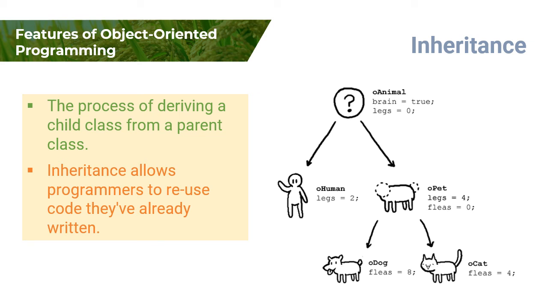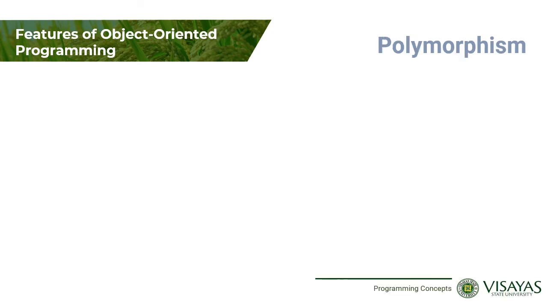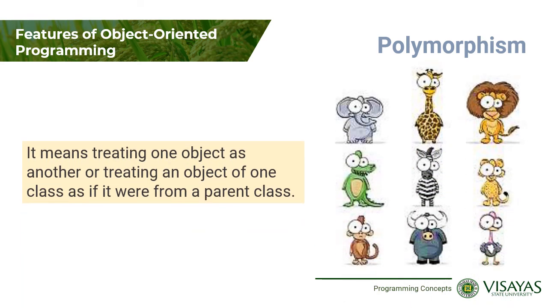Another object-oriented programming feature is polymorphism. Lastly, we have polymorphism. Polymorphism means treating one object as another, or treating an object of one class as if it were from a parent class.